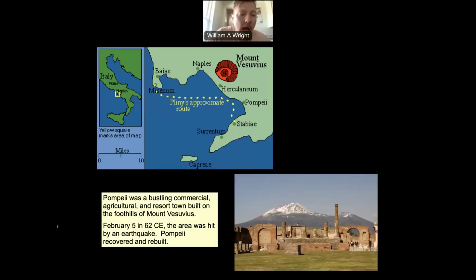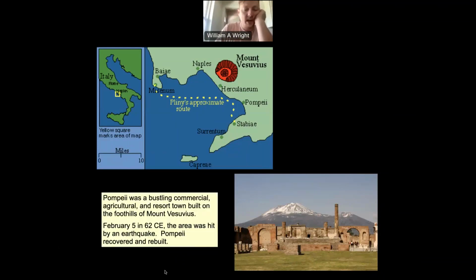It's very enjoyable. I like to start out by talking about, we've already talked about Rome and its extent and all that stuff, but I want to talk about, in terms of city and specific art in Rome. I want to talk about the city of Pompeii first. So Pompeii is a bustling commercial, agriculture, and resort town built in the foothills of Mount Vesuvius.